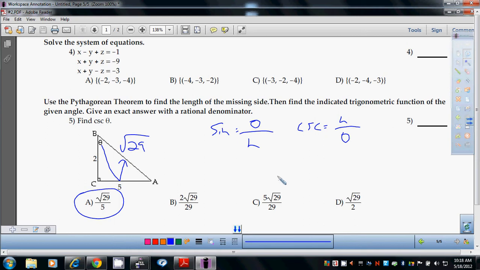Questions on that one? That one seemed to be the most troublesome one for a lot of people. Study your SOHCAHTOA, which always eliminates A and D first. Okay, I think that one actually. Other questions? All right.